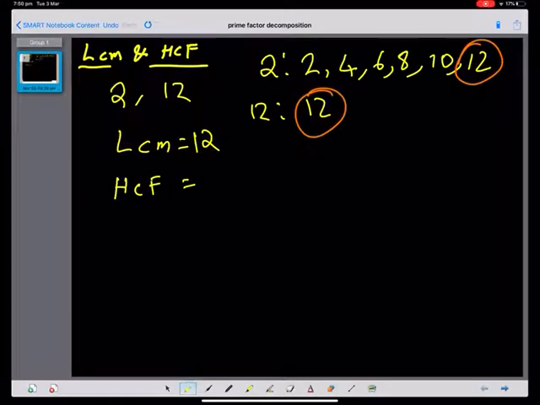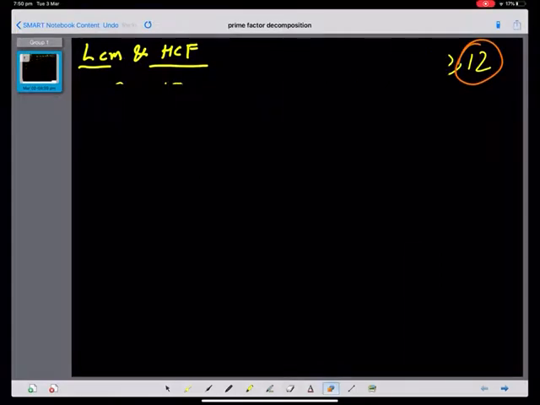I'm hoping that you can see that the only factors of 2 are 1 and 2, and 1 is a factor of everything, and 2 happens to be the highest common factor here. Okay, let's do one more, and then I will introduce the Venn diagram method.